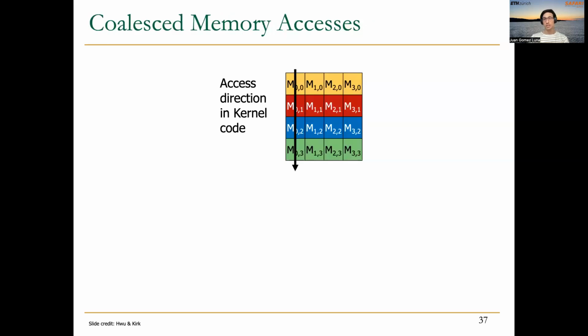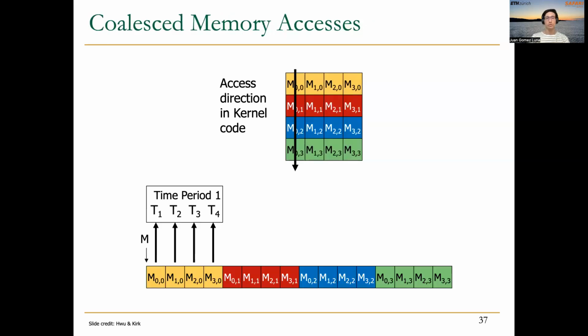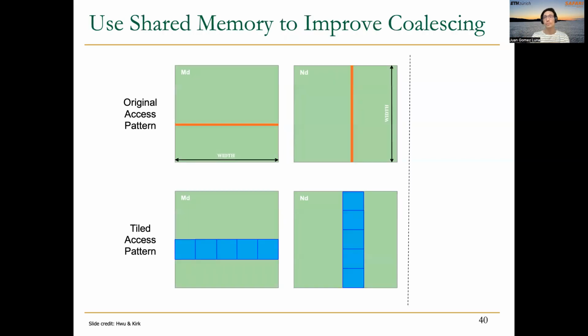However, if we access in this direction, then threads in the same warp are going to access nearby consecutive memory locations, and this will be in the first iteration, in the second iteration, etc. And for each of these accesses, we will have just a single memory transaction. There are still ways of improving coalescing by using shared memory.